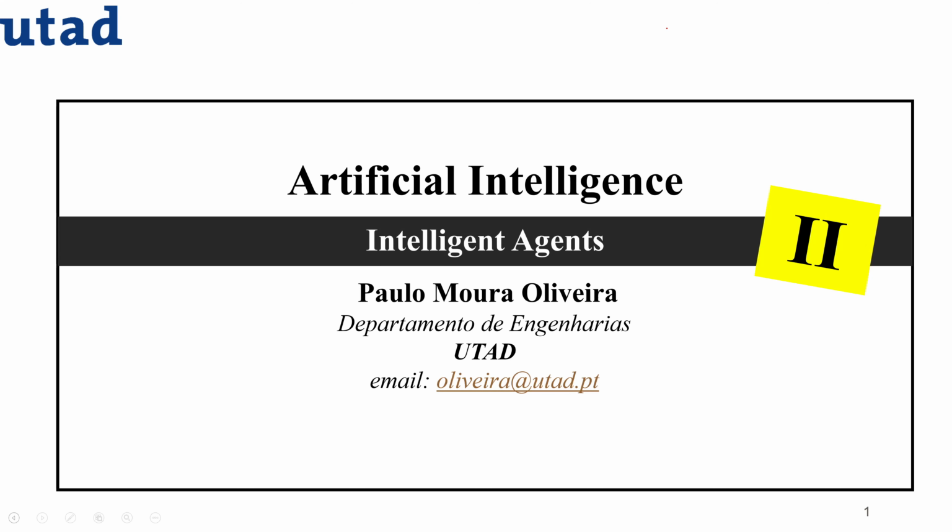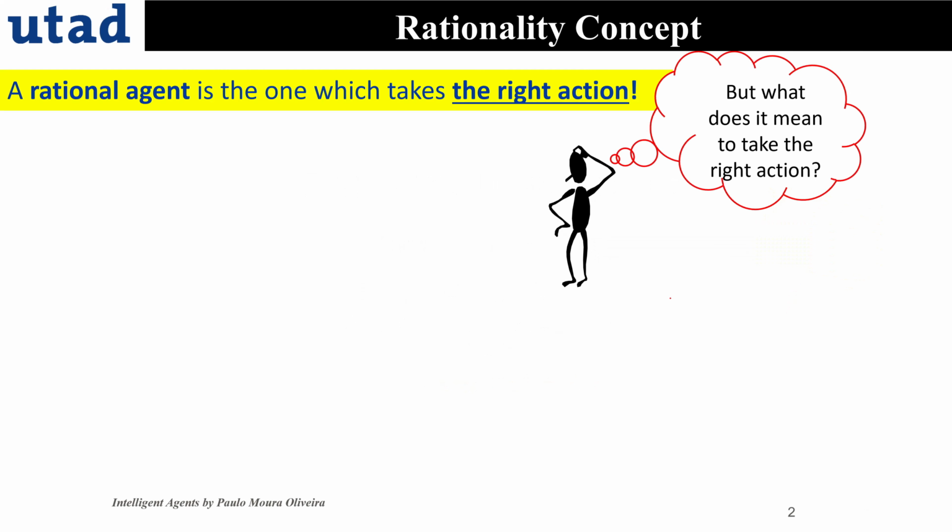So, hello. This is the video regarding intelligent agents. It's the part two of the introduction to artificial intelligence. The concept addressed here is the rationality concept. A rational agent is the one which takes the right action.